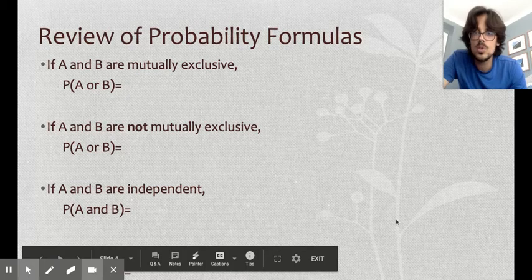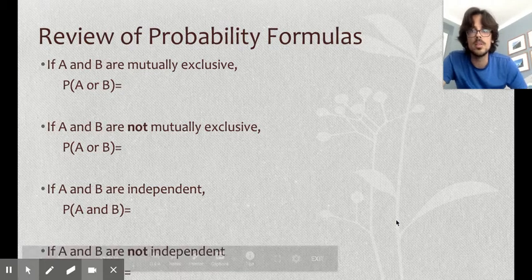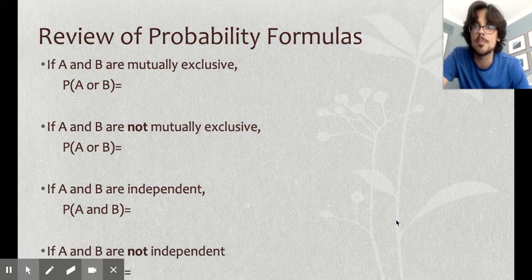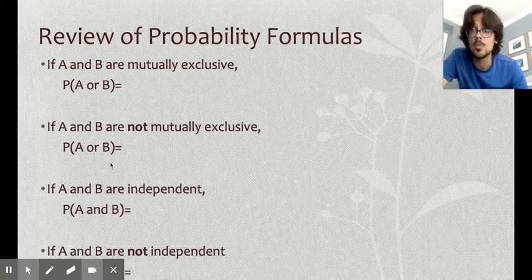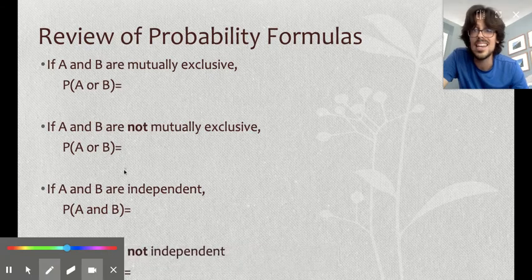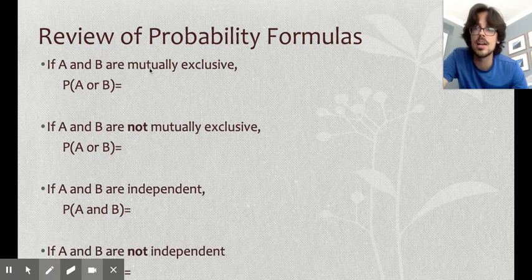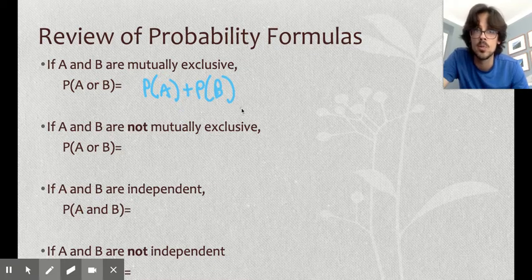So, a review of all this probability business that we've been talking about in this chapter. You have to look at whether or not, in an OR problem, the events are mutually exclusive, and in an AND problem, whether they're independent or not. If they are mutually exclusive in an OR problem, all you do is add your two probabilities together. Done. They don't overlap, you just add them and it's over.